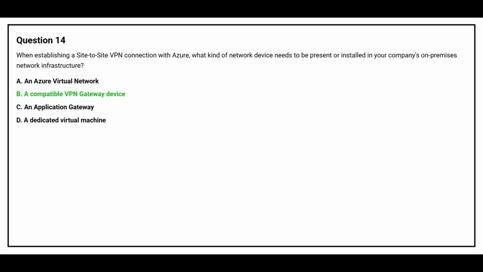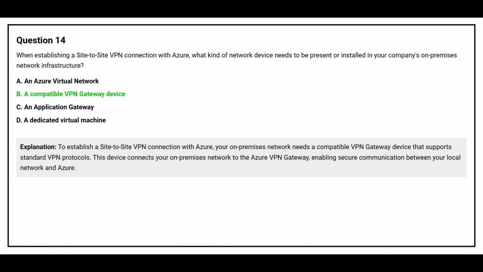The correct answer is option B, a compatible VPN gateway device. To establish a site-to-site VPN connection with Azure, your on-premises network needs a compatible VPN gateway device that supports standard VPN protocols. This device connects your on-premises network to the Azure VPN gateway, enabling secure communication between your local network and Azure.